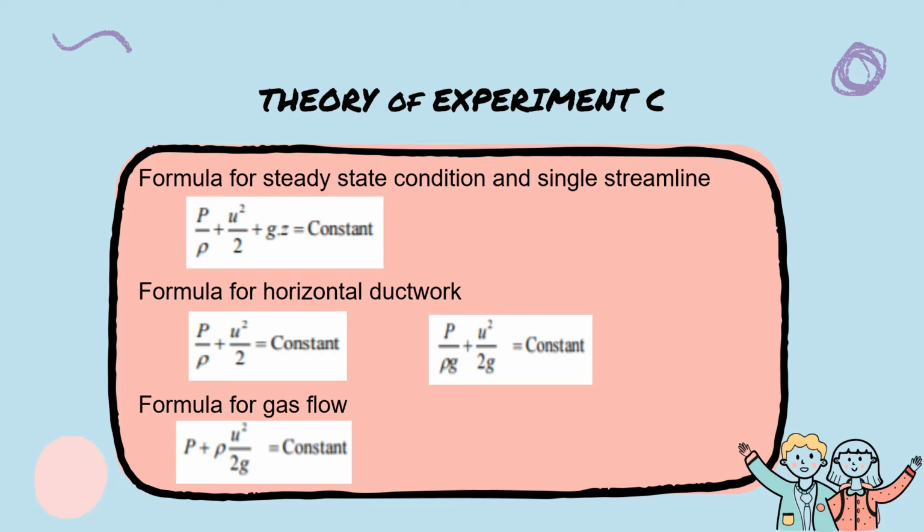The formula for gas flow is as shown in the slide, which is P plus rho U squared over 2g equals a constant. But the procedure of the experiment will be explained in detail by Wei Hui in the procedure part.